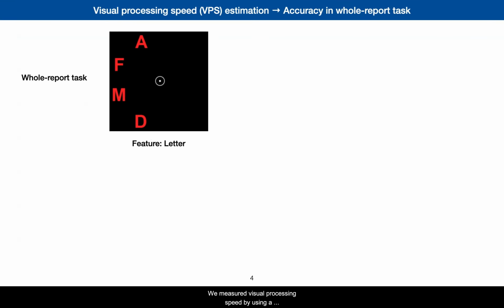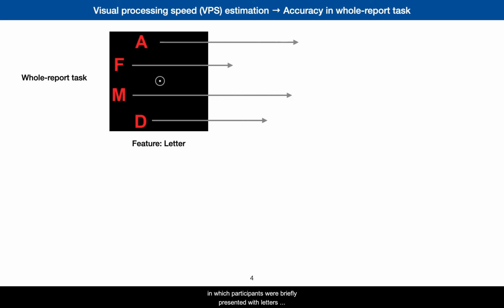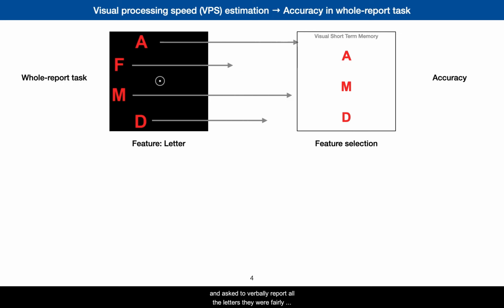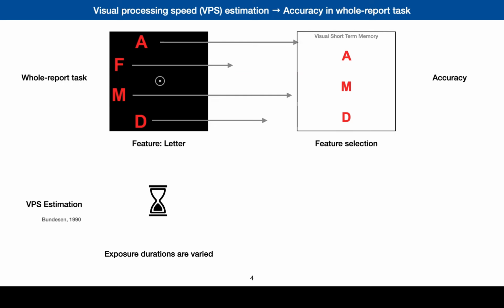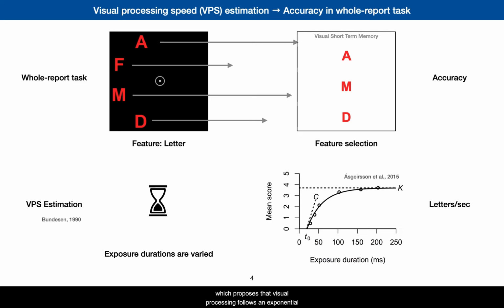We measured visual processing speed by using a whole report task in which participants were briefly presented with letters and asked to verbally report all the letters they were fairly certain they had seen. We model participants' responses based on the theory of visual attention, or TVA, which proposes that visual processing follows an exponential distribution. The slope of the curve at the threshold for conscious perception is parameter C, or visual processing speed, and is given in number of letters per second.